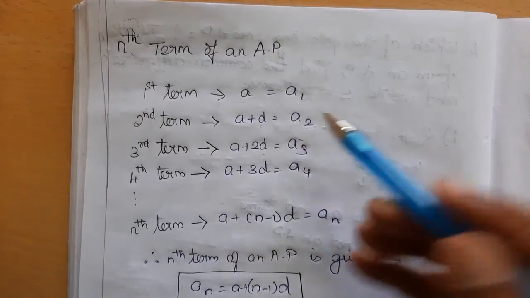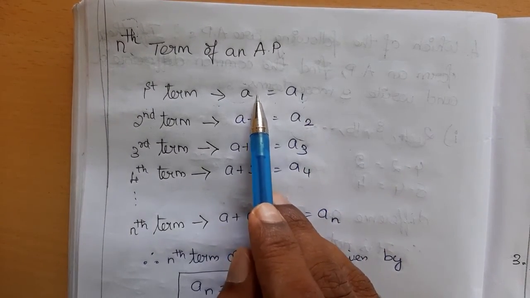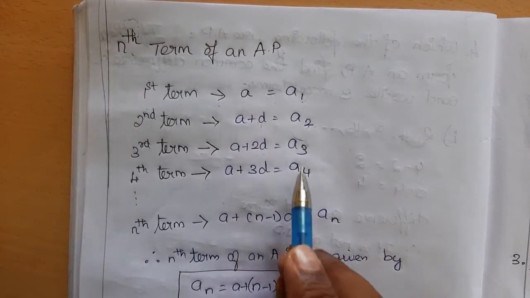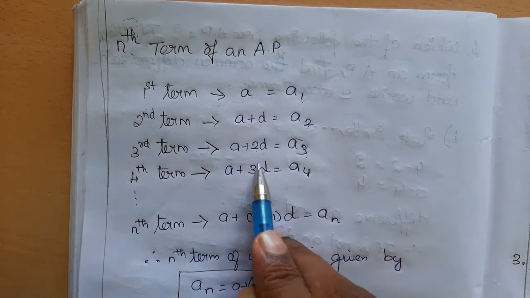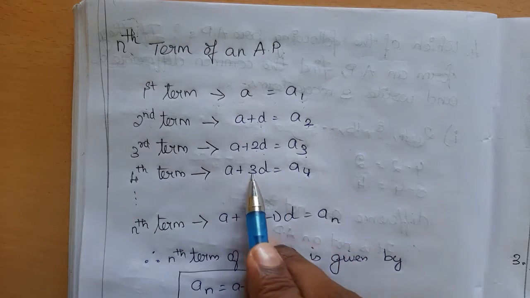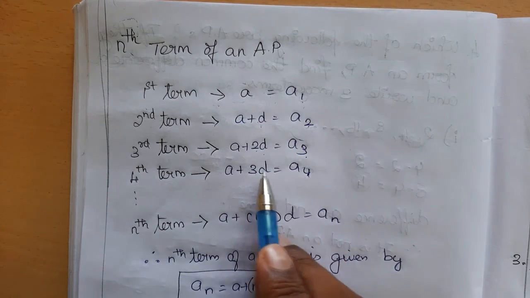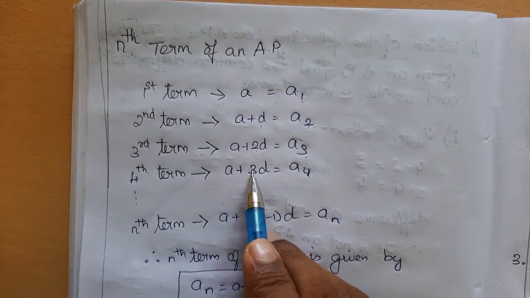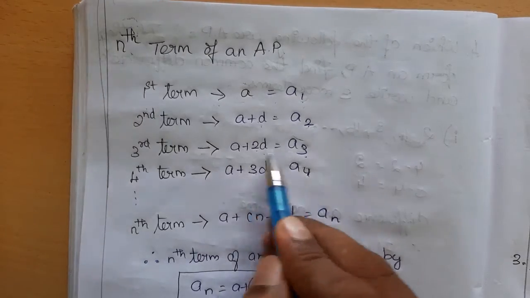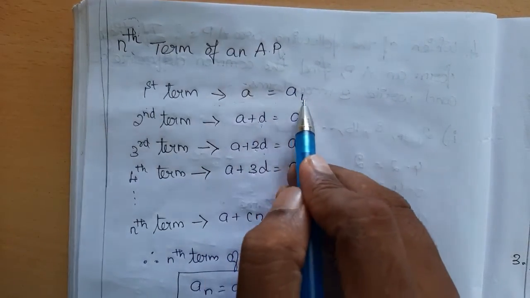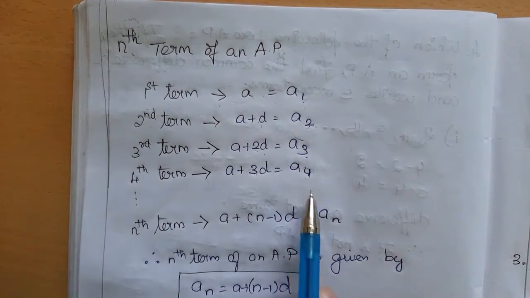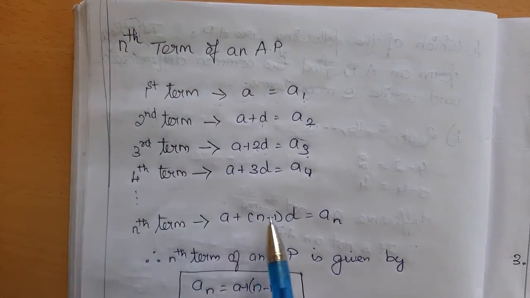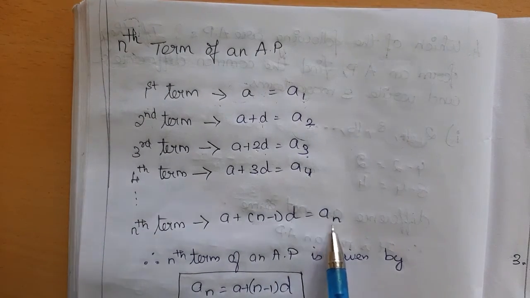If you see this pattern, for A1 it is plus 0d. For 2 it is 1d, for 3 it is 2d, for 4 it is 3d. You can see the multiple of d is 1 less than the number of the term, right? If it's 4, it's 4 minus 1. 3, it's 3 minus 1. 2, 2 minus 1. 1, 1 minus 1, 0, so 0 times d. From this, we can understand that a plus n minus 1 times d is the nth term.